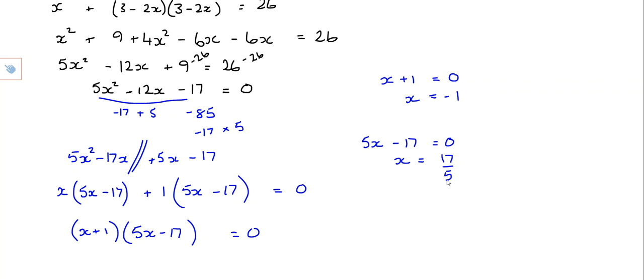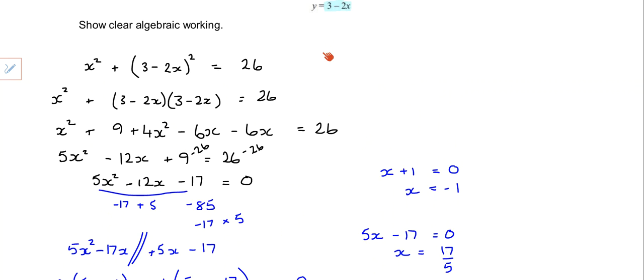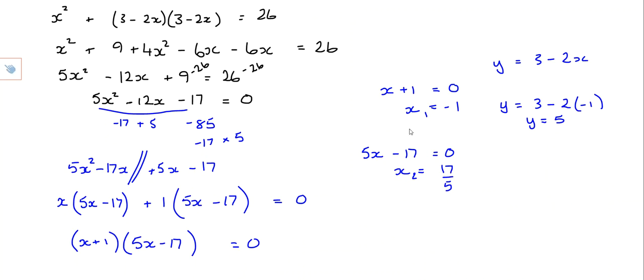Okay? And then to find y, I did y1, because there's like 2 different y's. Does that make sense? Okay, so I've got x1 there, x2 there. I'm probably going to use this one, shall we? So I did y equals 3 minus 2x. And then I did y equals 3 subtract 2 bracket negative 1. And then y equals 5. Okay, so y equals 5 for that one. And then I did the same thing, but in replacement of negative 1, I did 17 over 5. So y equals 3 minus 2 times 17 over 5. And that equals negative 19 over 5.